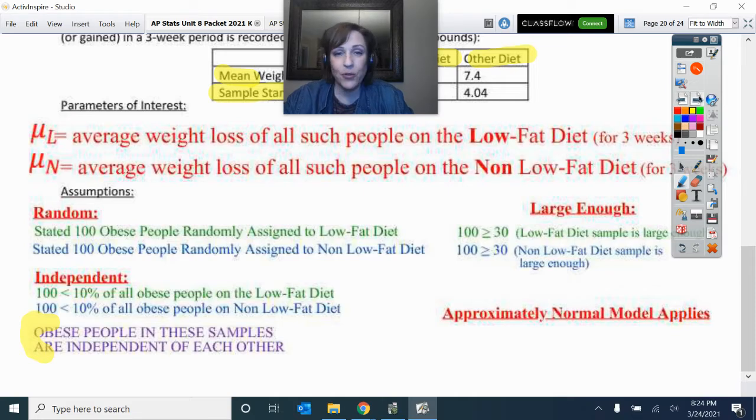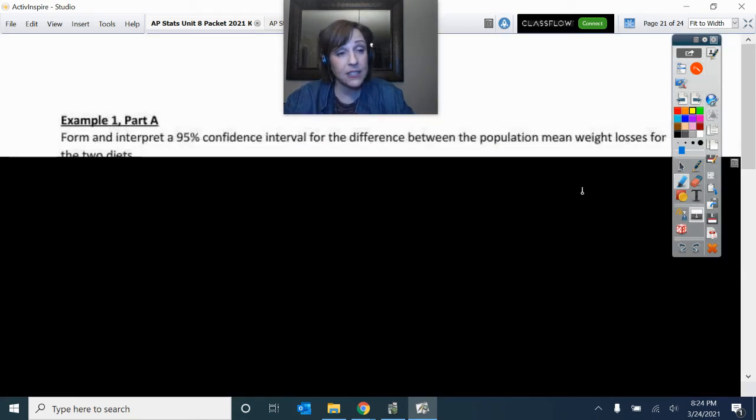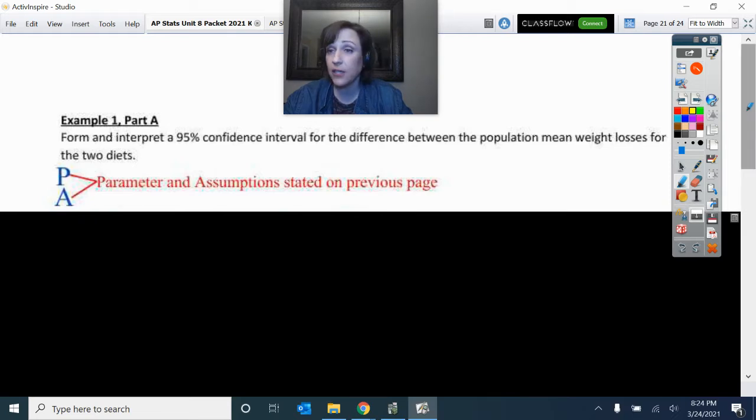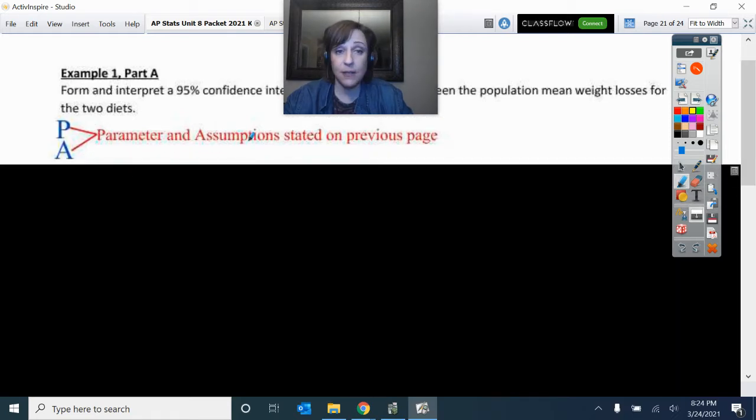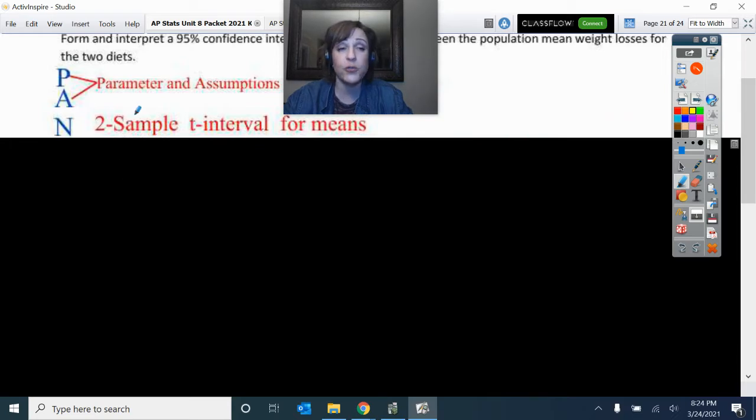Now, let's move on. Here in part 1, we are asked to make and interpret a 95% confidence interval for the difference between the mean weight losses of the 2 different diets. So that's an interval, so that's our PANIC. I went ahead and wrote: the parameter and the assumptions are stated on the previous page. So the name of this is a 2-sample t interval for means.